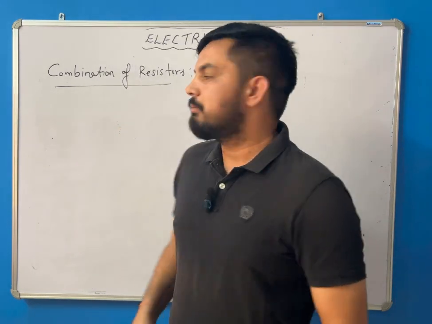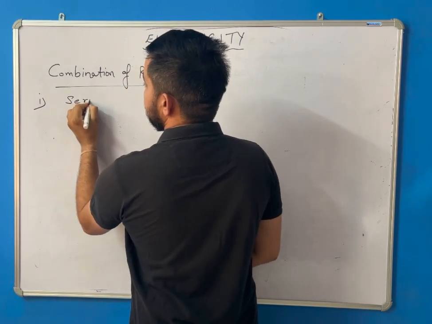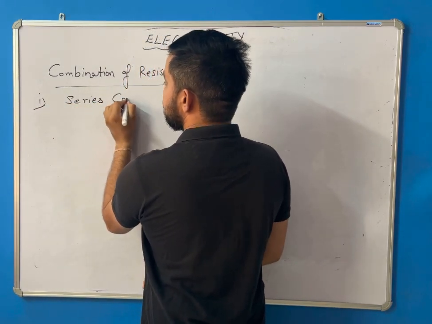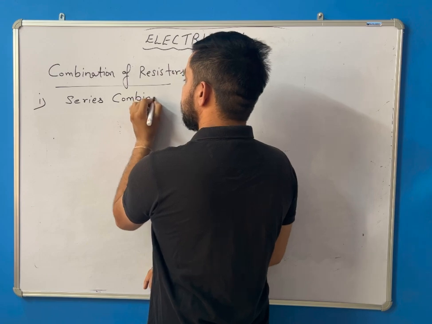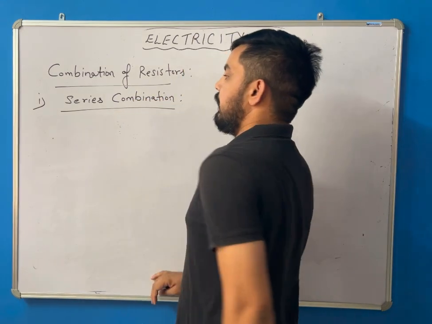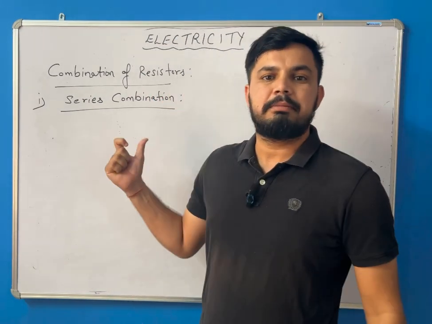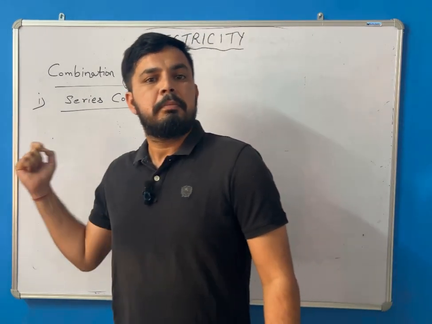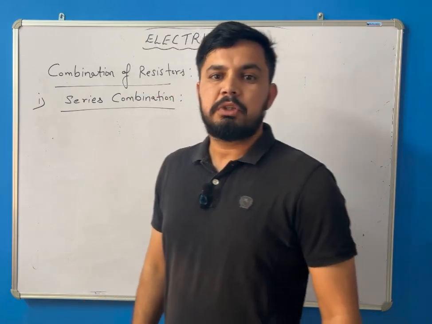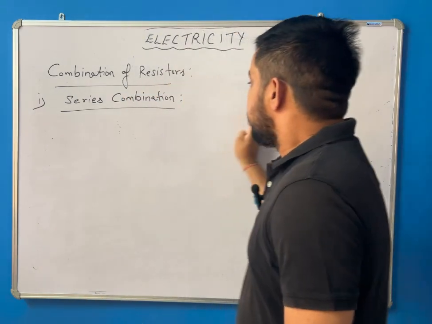One is series combination and the other is parallel combination. First we discuss series combination, after that we will go to parallel combination of resistors. So let's start with series combination of resistors.